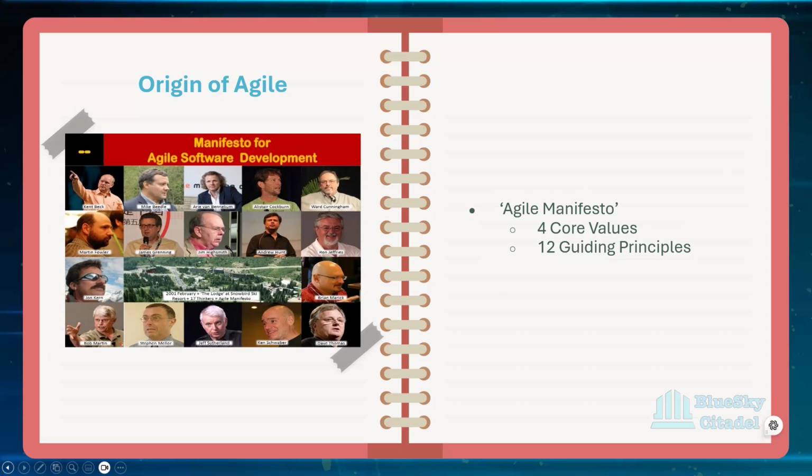So there were those challenges, and these 17 developers came together in 2001. They discussed and agreed on a new approach of managing work that is different from the traditional way of doing it. Okay, and what they proposed was to emphasize adaptability, collaboration and an iterative process approach.